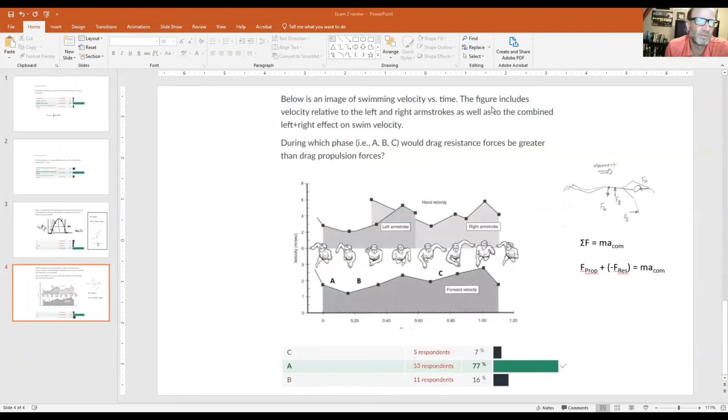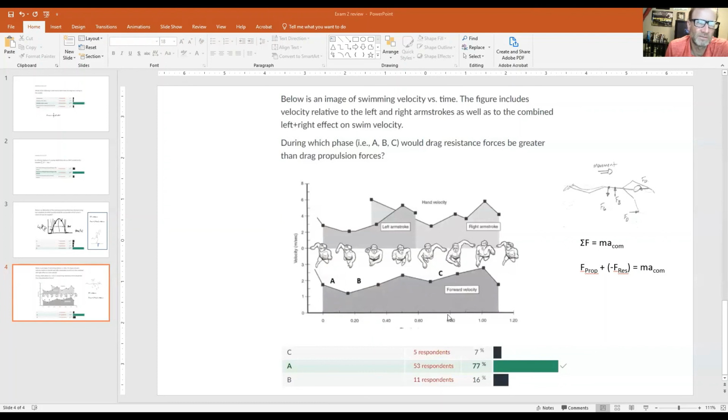So what are we looking for? The question was during which phase would drag resistance forces be greater than drag propulsion force? So here's drag resistance, here's propulsion. Wherever this is greater than that, this side of the equality sign will be negative. Mass is always going to be a positive number. So acceleration has to be negative. So how do you have a negative acceleration?